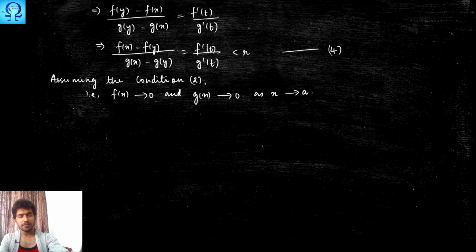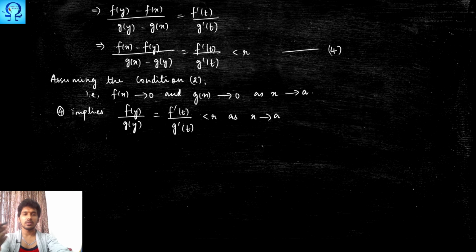That is, f of x and g of x approach 0 as x approaches a. Then from 4, what we get is that this quantity and this quantity go to 0. So you will be left with minus f of y upon minus g of y, which is the same as f prime of t upon g prime of t, which is less than r. This is what we have.